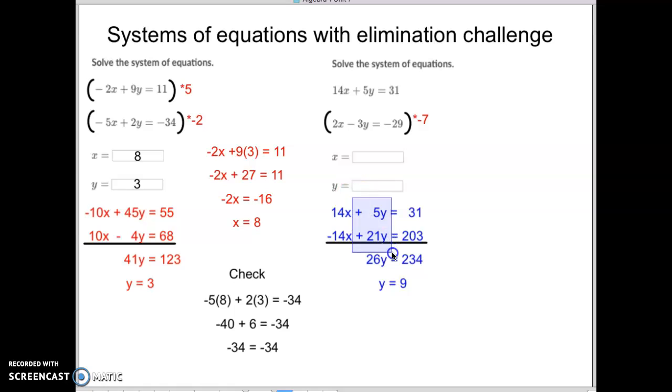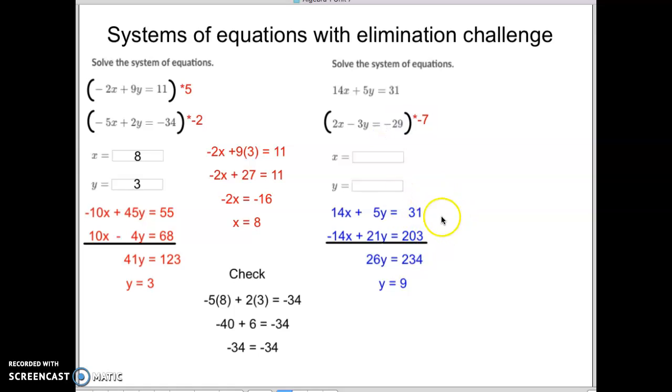I've got 5y plus 21y is 26y. 31 plus 203 is 234. And then divide both sides by 26 and y equals 9. By the way, if you're wondering where the 203 came from, it is simply the negative 7 times the negative 29. Two negatives equal a positive, and 29 times 7 is 203.